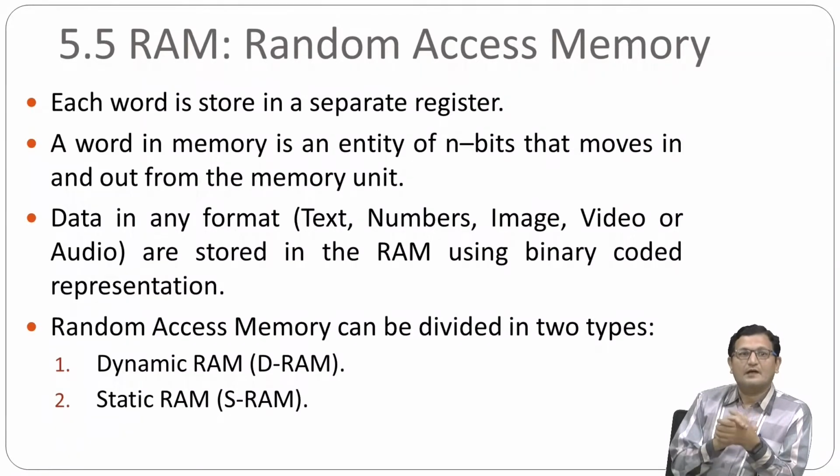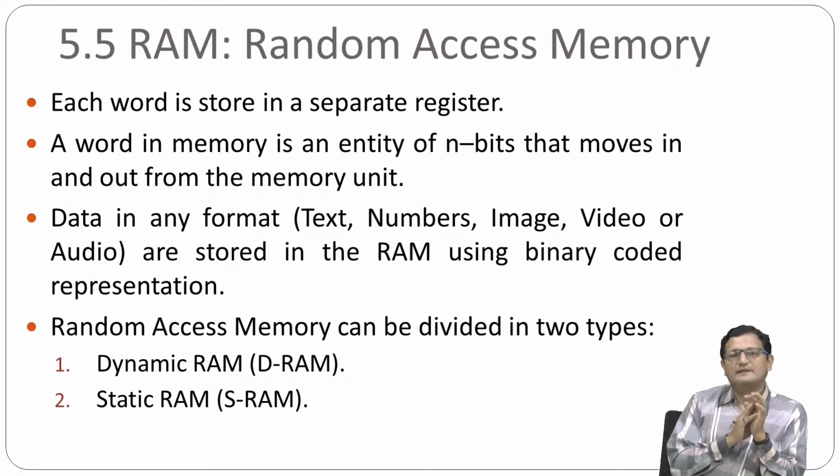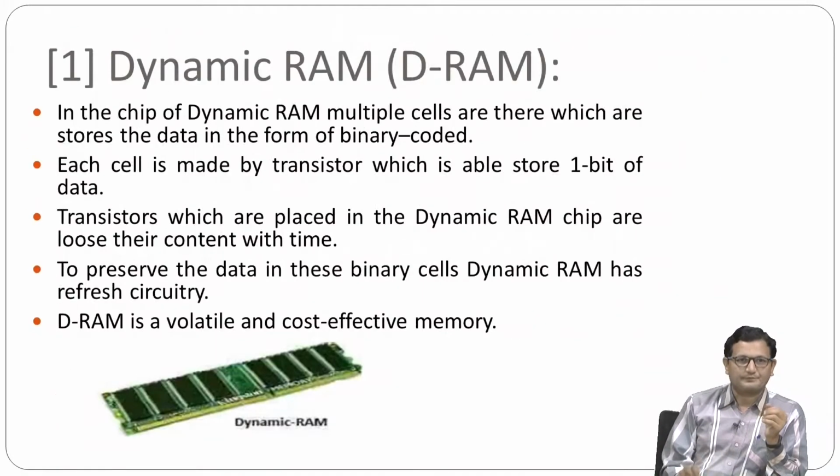Okay, now there are two types of random access memories available. The first is called DRAM, which stands for dynamic RAM, and the second is called SRAM. SRAM stands for static RAM. So here there are two types of random access memories available. One is DRAM, dynamic RAM, and the second is static RAM, SRAM.